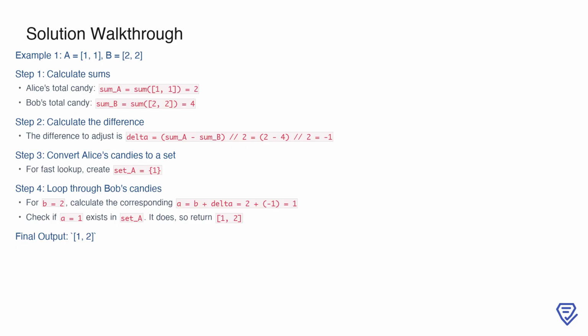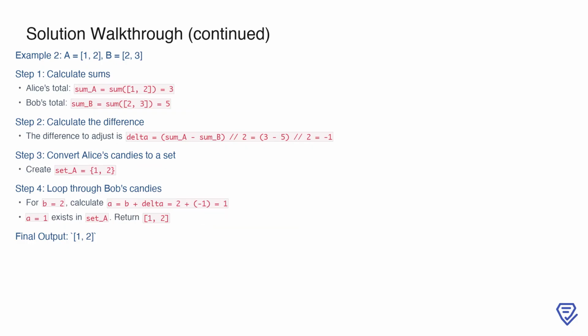Now, to efficiently check if Alice can give a candy of a certain size, we convert her array to a set. In this case, the set becomes {1}. Then, we loop through each candy size in Bob's array. For the first candy size, B equals 2, we calculate the corresponding candy size that Alice would need to give, which is A equals B plus delta, resulting in 1. Since 1 exists in Alice's set, we know this swap works. Therefore, the solution for this example is [1, 2].